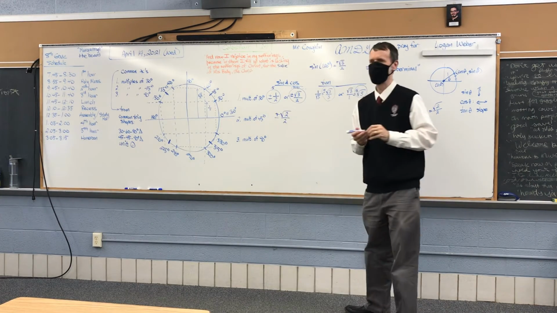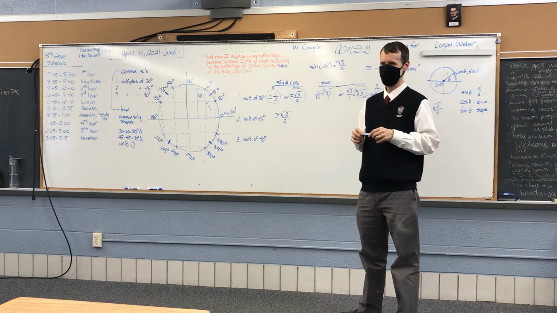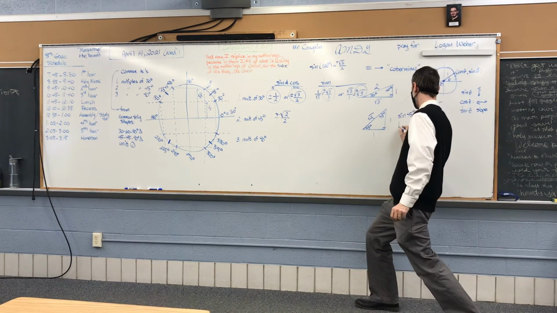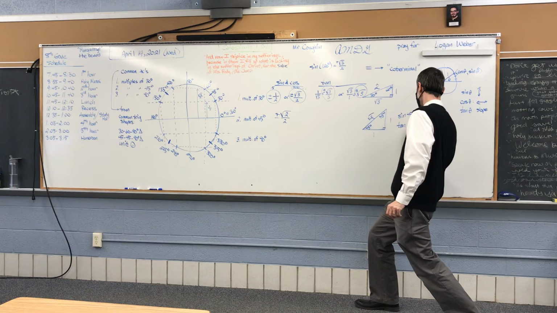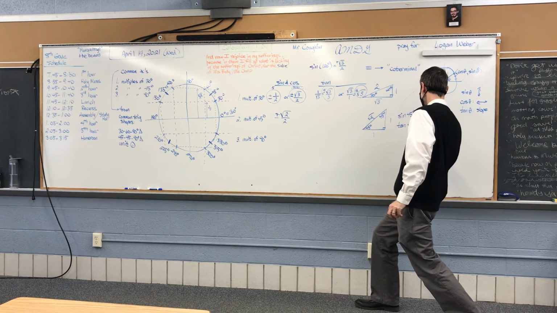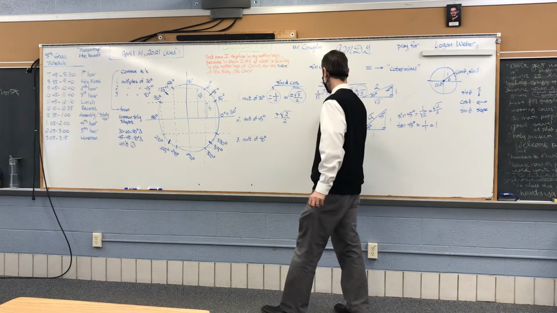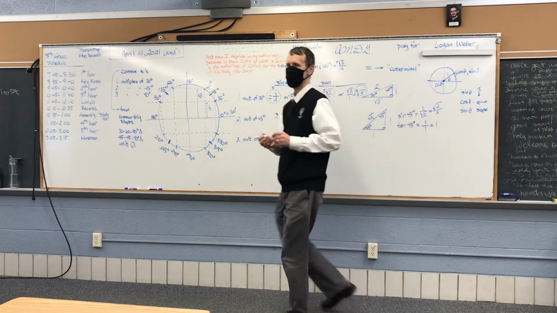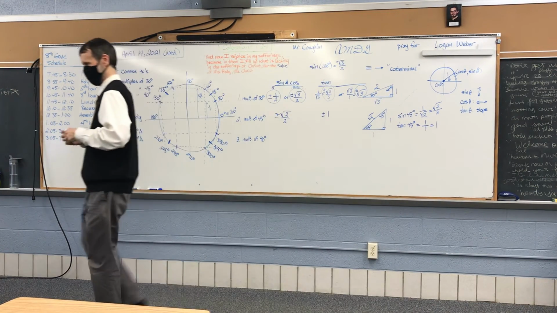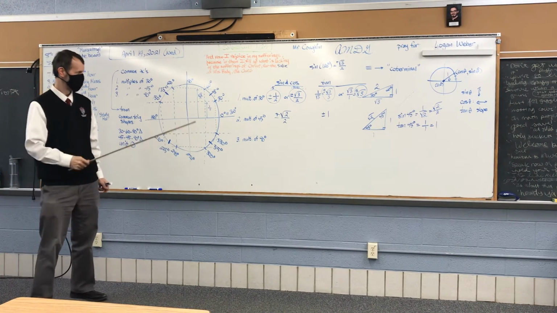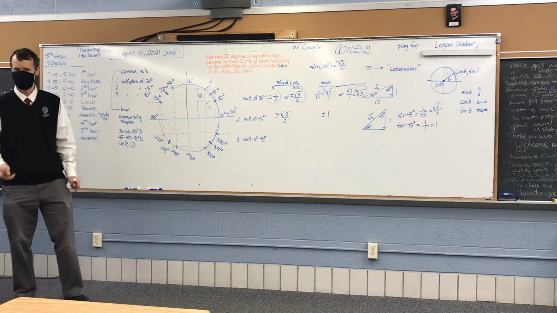Tangent is even easier. Can anybody spot the tangent? What's the tangent of 45? It's 1. 1 over 1, which is 1. The only option for tangent is plus or minus 1. So, I'll use this as a pointer. I'm going to do the multiples of 45.